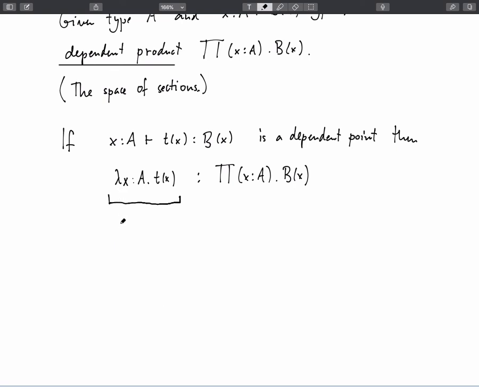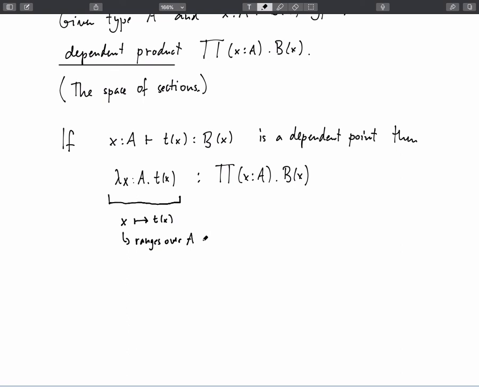What this means is nothing other than saying x maps to t of x, where x ranges over A. It's just a way of writing down a function which takes x to t of x. It's precisely what it is. It's just a way of packaging things up. I don't think we will need this too often, but that's how it's written. It's a section. It's called a section.